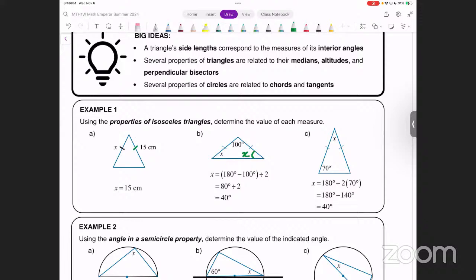If I add all the angles inside a triangle, we call it interior angles, Akshara, what would you get? If I add all the angles inside a triangle, what would you get? 180 degrees.